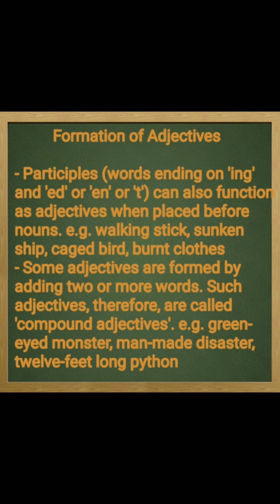Some adjectives are formed by adding two or more words. Such adjectives therefore are called compound adjectives. For example, green-eyed monster. What kind of monster? The monster having green eyes. So, such words are called compound adjectives, like man-made disaster. What kind of disaster is it? The one which man has made.